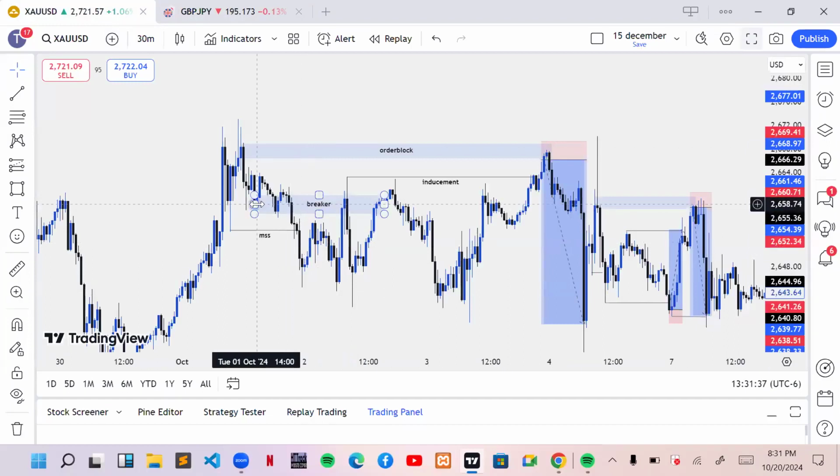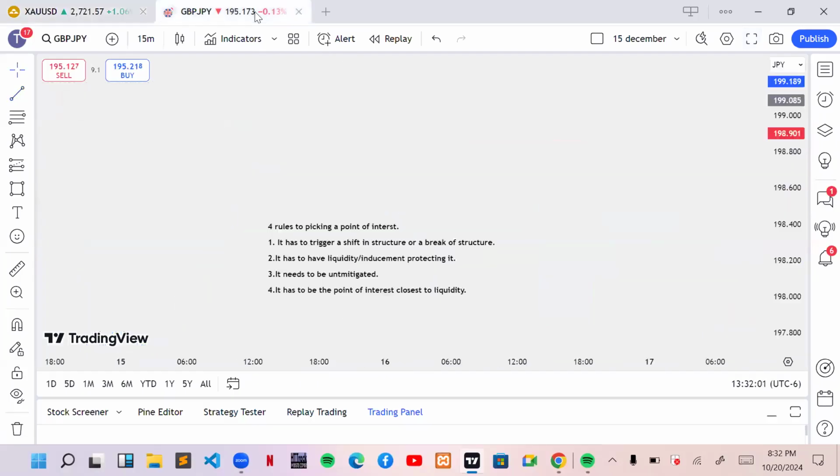Now, this is our breaker block, this is our other block. But this is our breaker block, because remember I said mitigation is when market price comes to tap a point of interest after a shift of market structure. This is our breaker block right here, and this is our other block. But after the shift of market structure, market actually came back to tap into this breaker block, meaning that this breaker block has now been mitigated, now disqualifying it from our point of interest that we can use to take a trade.